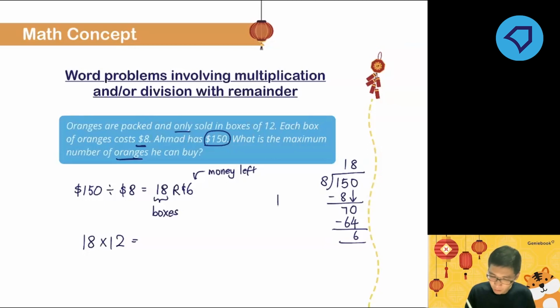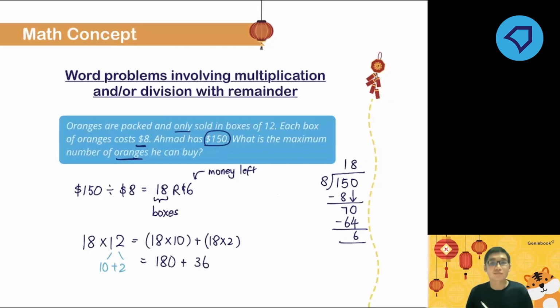So you do your long multiplication, same thing, right? You can split 12 into 10 plus 2. Then you do the multiplication of 18 by 10 and also 18 by 2, and add them together. 18 times 10 is just 180. Then 18 times 2 is 36. Add them together, and this will be your answer. Ahmad can only buy 216 oranges at most.